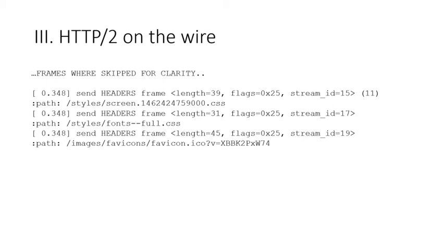Here you can see 3 new stream IDs, 15, 17 and 19, for style sheet files and an icon file. And the client can ask for those files simultaneously thanks to multiplexing and the binary format, of course.